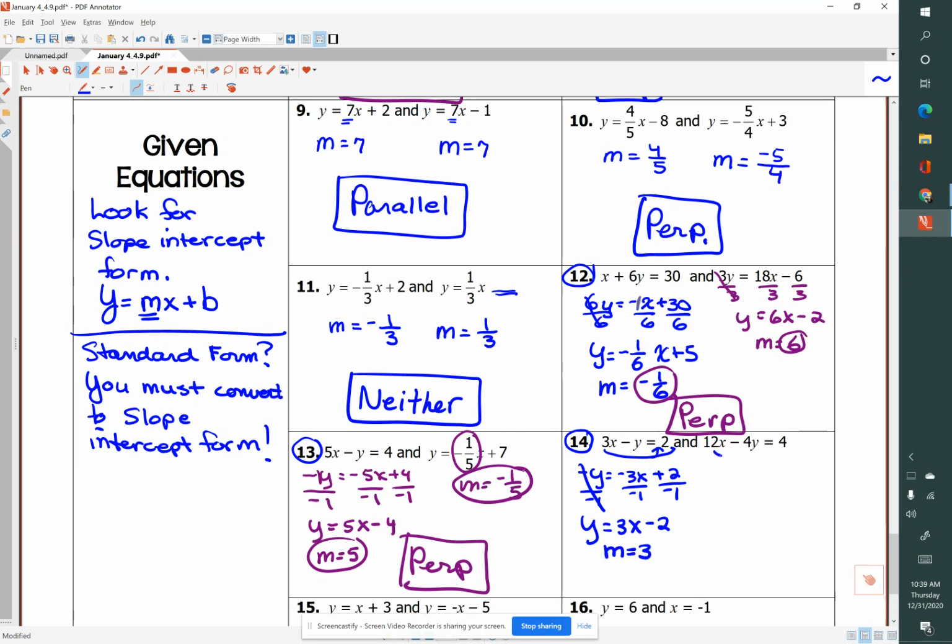And I'm going to move the 12x to the other side of the equation, which will give me negative 4y equals negative 12x plus 4. I'll divide everything by negative 4, which leaves me with y equals negative 12 divided by negative 4 is 3x minus 1, and the slope here is 3. So we've got a slope of 3, same slope. These lines are parallel.